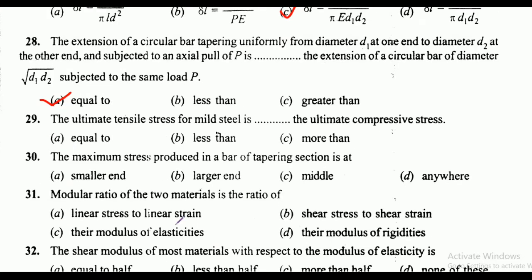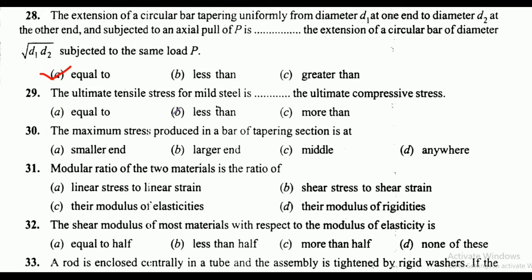Next is the ultimate tensile stress for mild steel is dash the ultimate compressive stress. Here friends, options are equal to, less than, or more than. So here friends, correct answer is option C, that is more than.